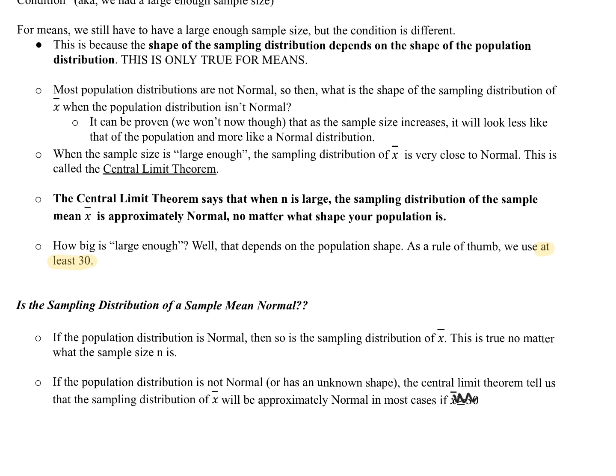This should not say x bar greater than or equal to 30. That should say n greater than or equal to 30. That's a typo. So if it's not normal or has an unknown shape, then the sampling distribution is normal if n is greater than or equal to 30, not x bar.